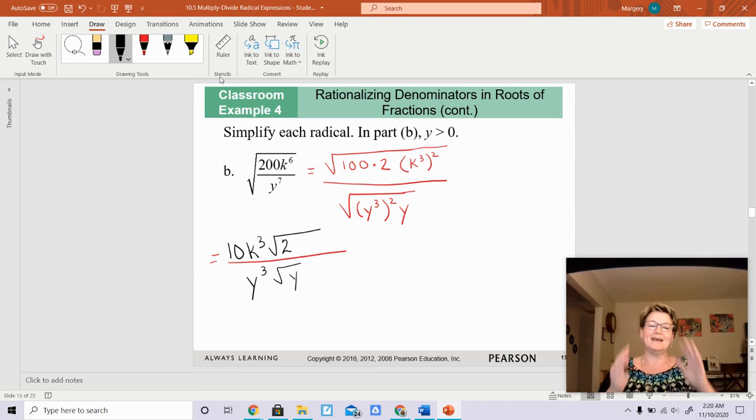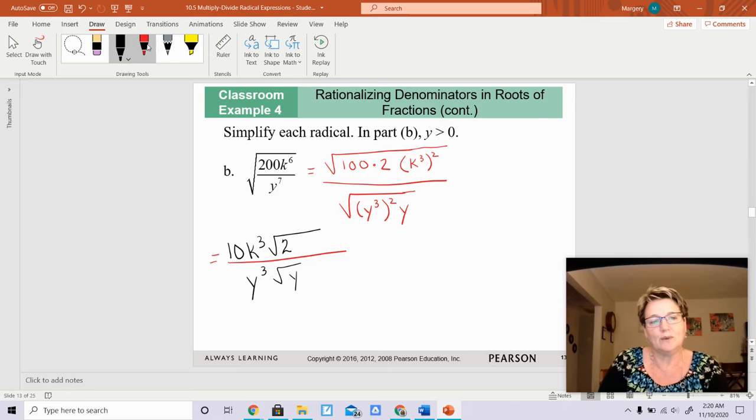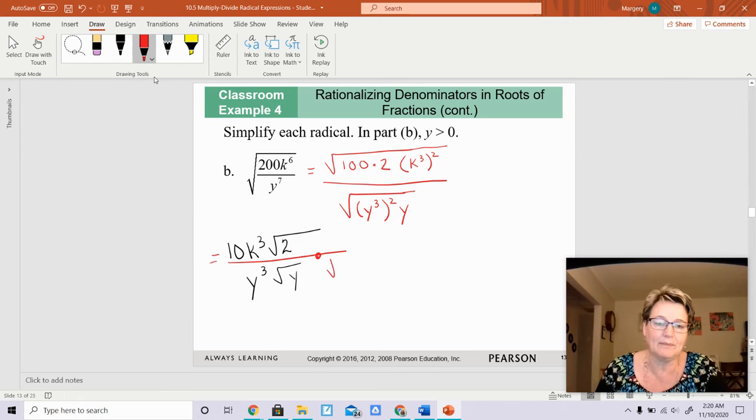Now, because I have a square root of y in the denominator, you're not allowed to have a radical in the denominator. So what that means is I need to rationalize it. So I'm going to multiply the bottom by the square root of y, and I'm going to multiply the top by the square root of y. And what that does is it gives me 10k cubed square root of 2y, because the square root of 2 times the square root of y is the square root of 2y. All over y to the third, and then the square root of y squared.